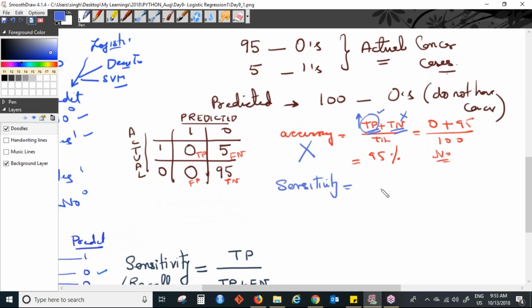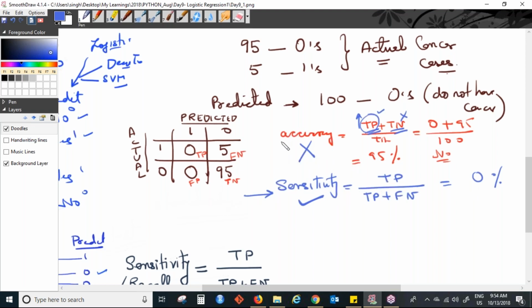Now let us calculate sensitivity. What is the formula? It is true positive divided by row total, so true positive plus false negative, right? So what would this number be? It will be a big 0. So now you understand that for sensitivity we are getting 0%. So we should have looked at sensitivity in this case and not accuracy. If you looked at accuracy, you would have believed that your model is a very good model, giving you 95% accuracy, but it is a useless model. Sensitivity will tell you that it is a useless model because sensitivity is 0. Accuracy will not give you that picture.